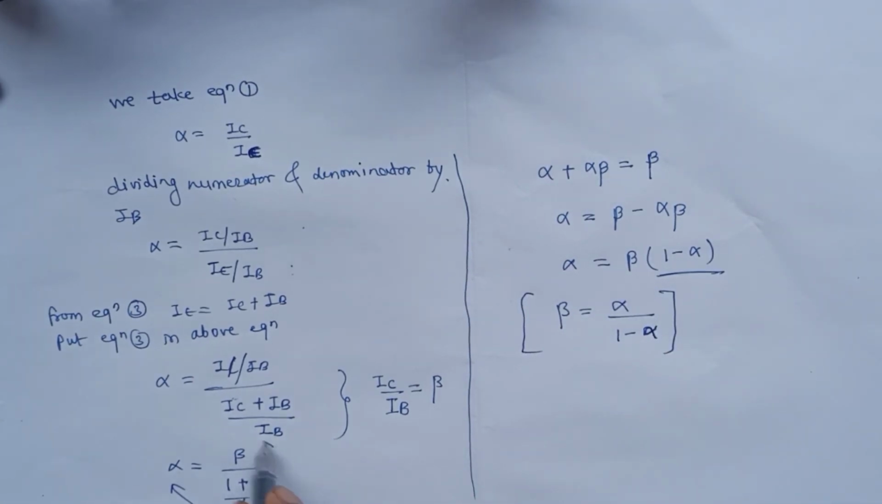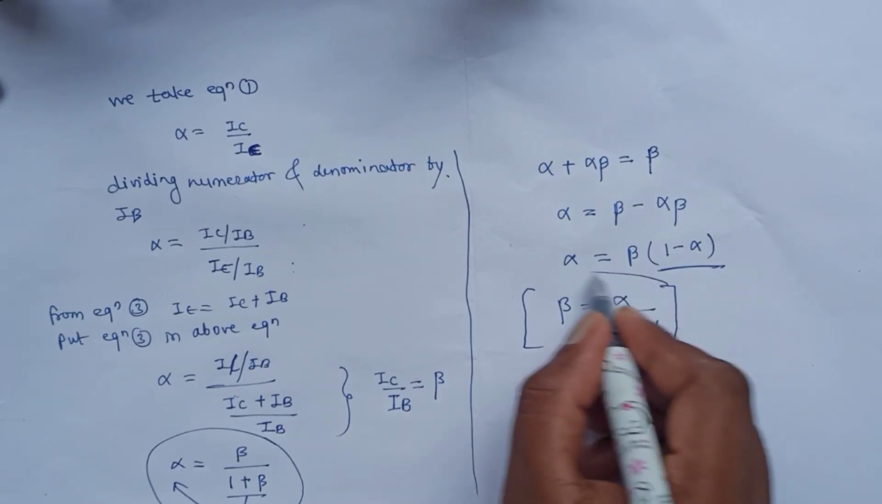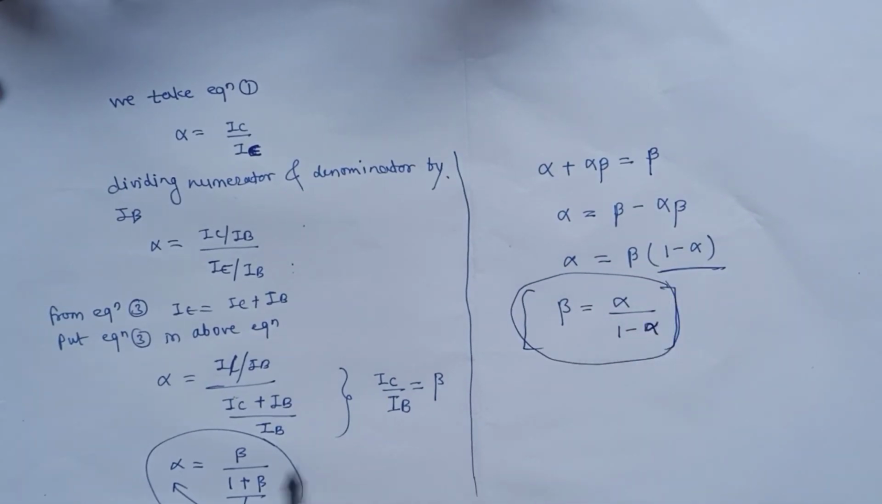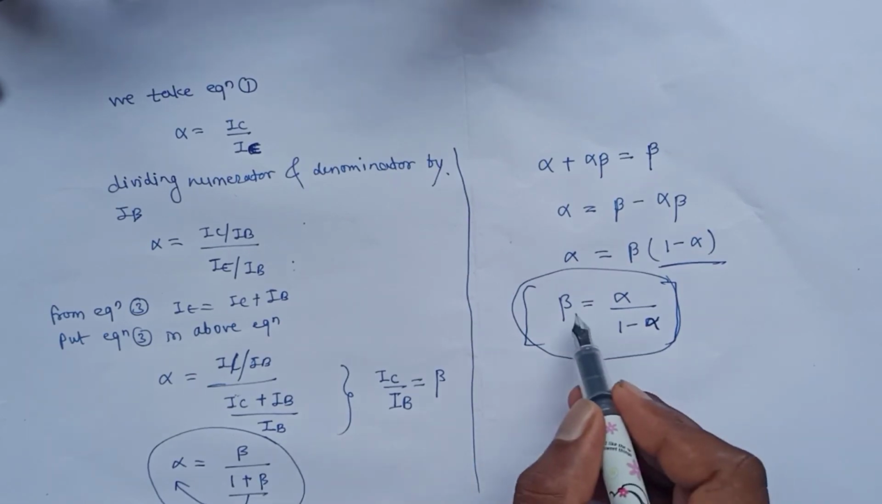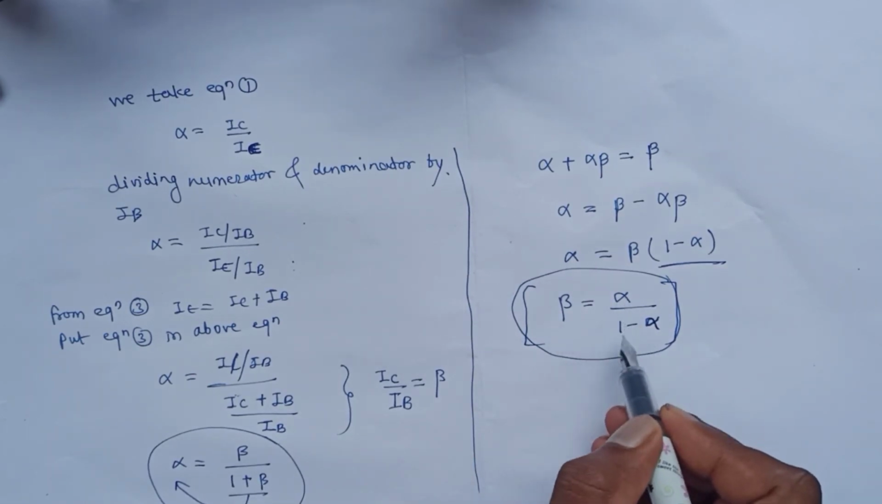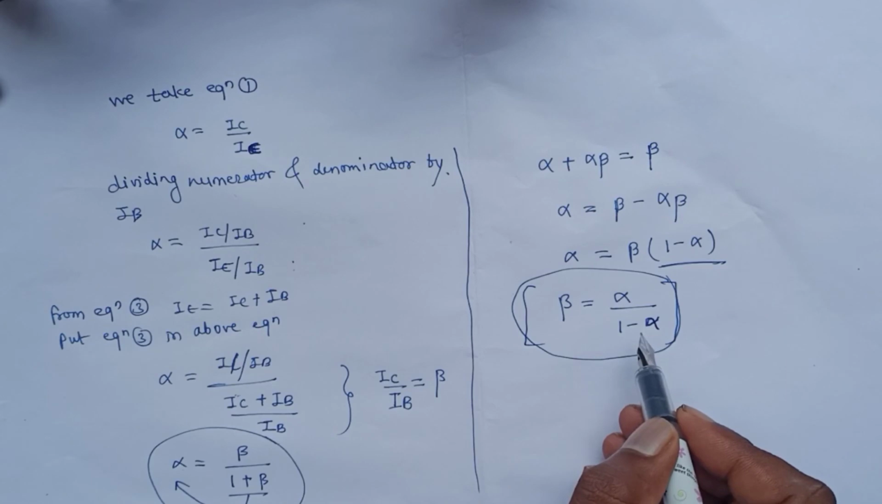So you get the relation between alpha and beta from here. The value of alpha will be beta upon 1 plus beta, and the value of beta is alpha upon 1 minus alpha.